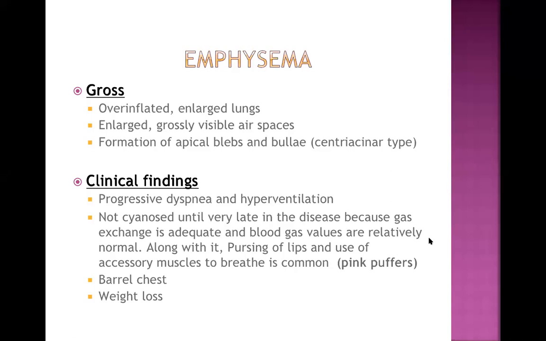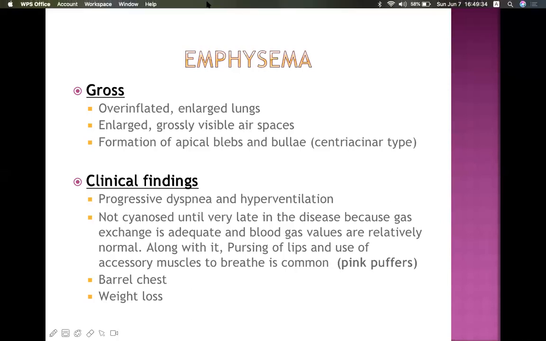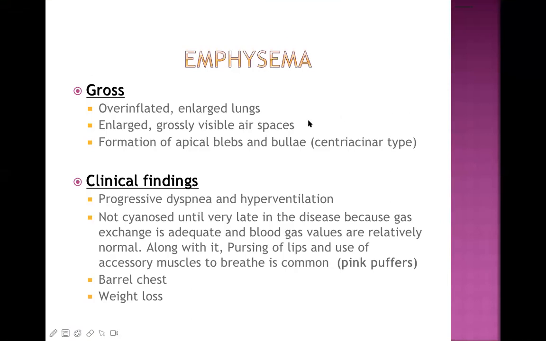These patients lose weight. This is a chronic disorder, and this patient loses weight, which is another important difference between chronic bronchitis and emphysema. In chronic bronchitis, because of edema, because of heart failure, they gain weight, but the gain in weight is all edema. It is not muscle mass. In emphysema, they lose muscle mass. They become very lean and thin.